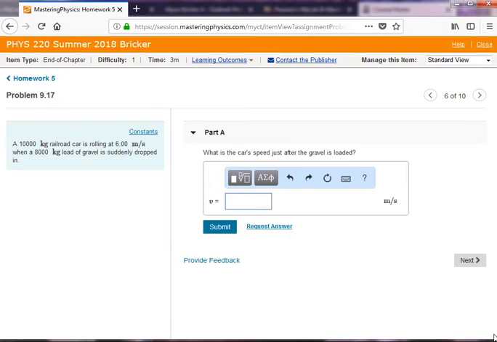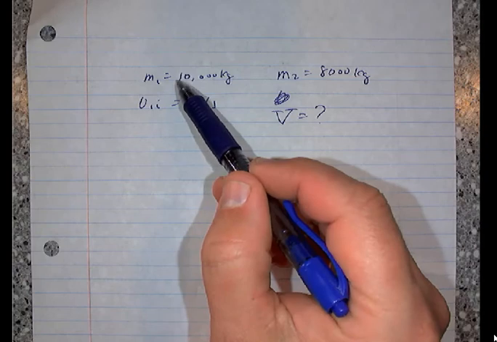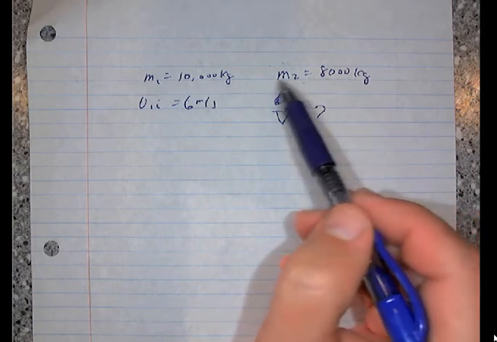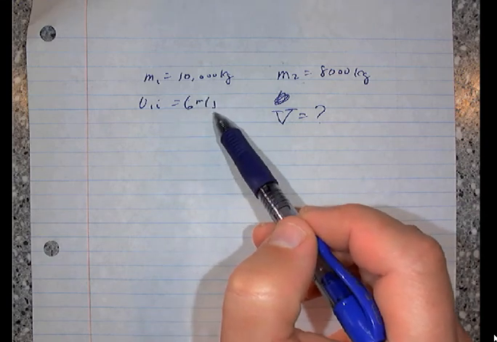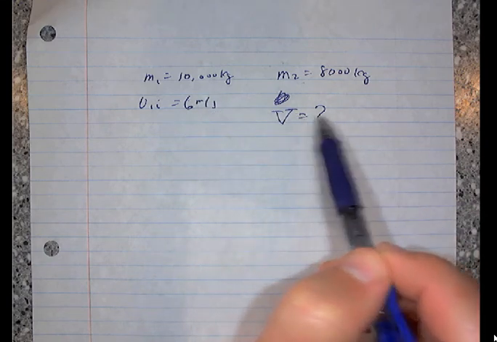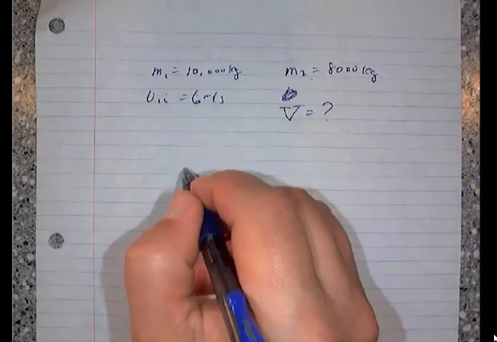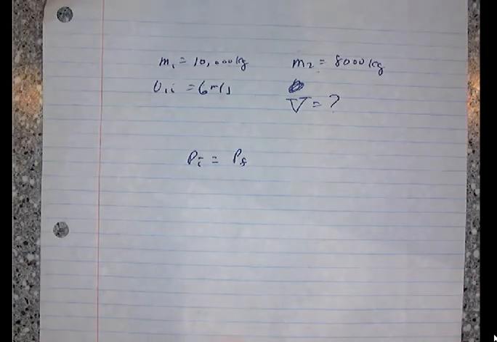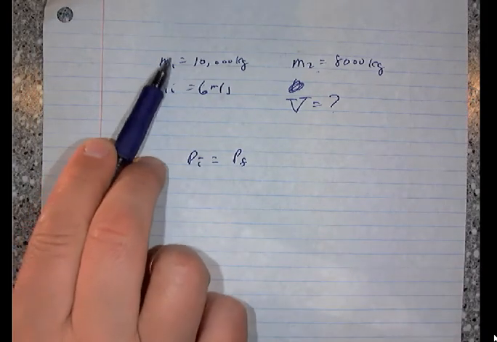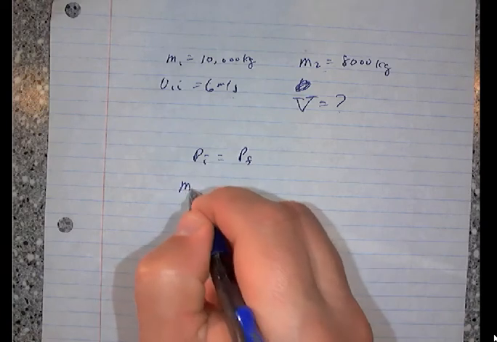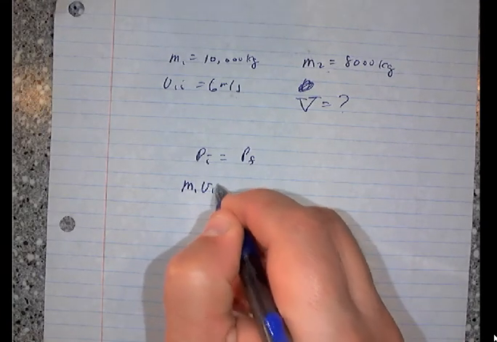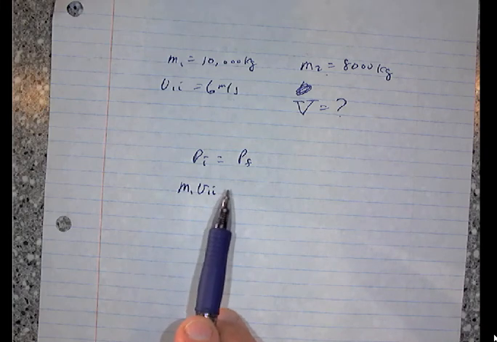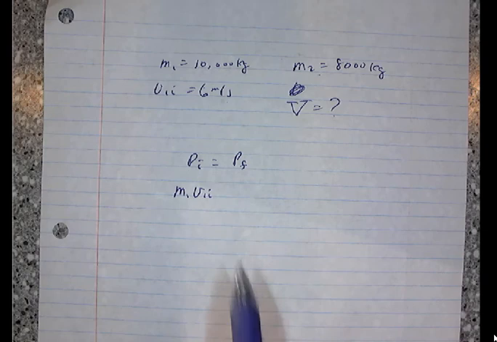It's a collision problem. Okay, so I've got the mass of the car. I just called it mass 1, 10,000. Mass 2, 8,000. This one's traveling at 6 meters per second initially. What's the combined speed afterwards? So the initial momentum of the system is equal to the final momentum of the system. Now the initial momentum of the system is just contained in the empty car. So mass 1, velocity 1, initial. And I didn't write the momentum of the substance that was dropped into the car because it's not moving horizontally.